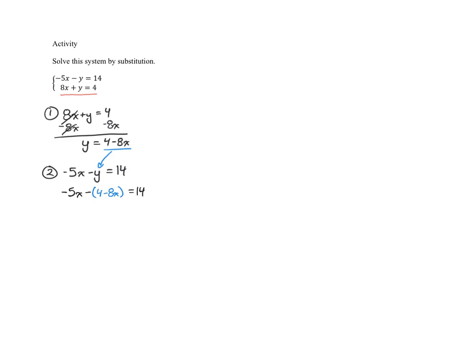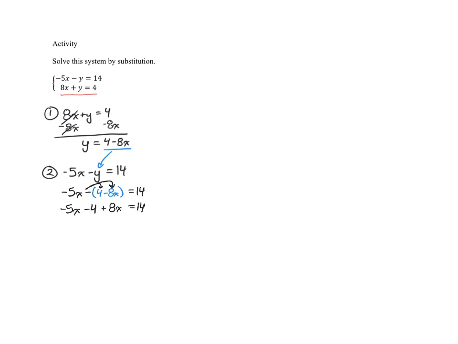Because that minus sign is before the y, that means I'm subtracting the 4 minus 8x. So I'm going to use a little distributive property so that I can change the signs on my terms. So it becomes negative 5x minus 4 plus 8x equals 14.